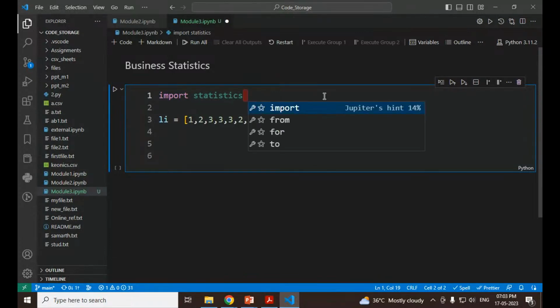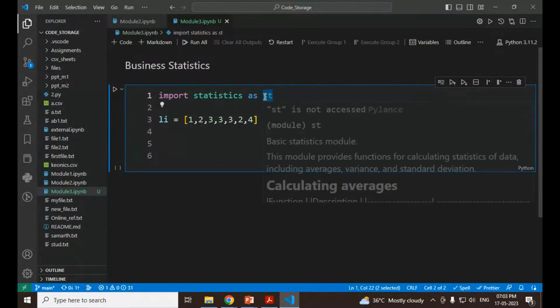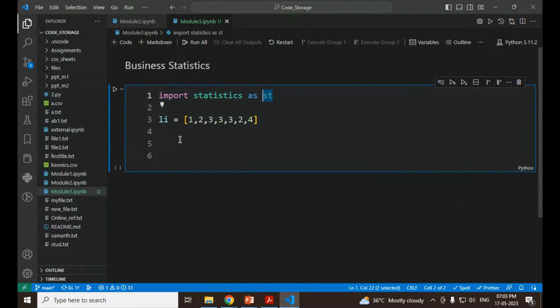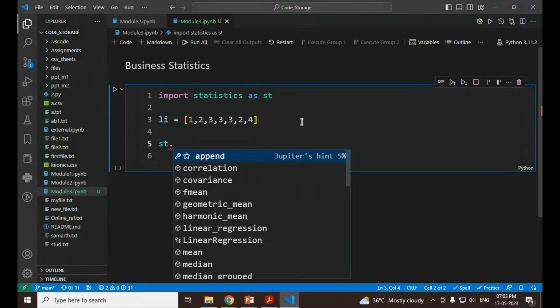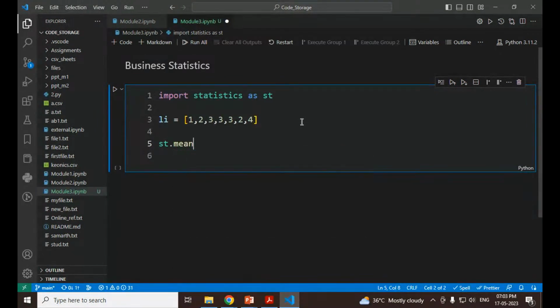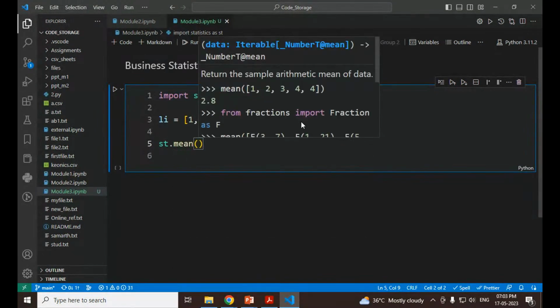Import statistics as ST. ST can be the short form of statistics. You can customize. You can also write your name here, or the initial of your name. That will be one of the keywords that you can use here. Got it? ST dot.